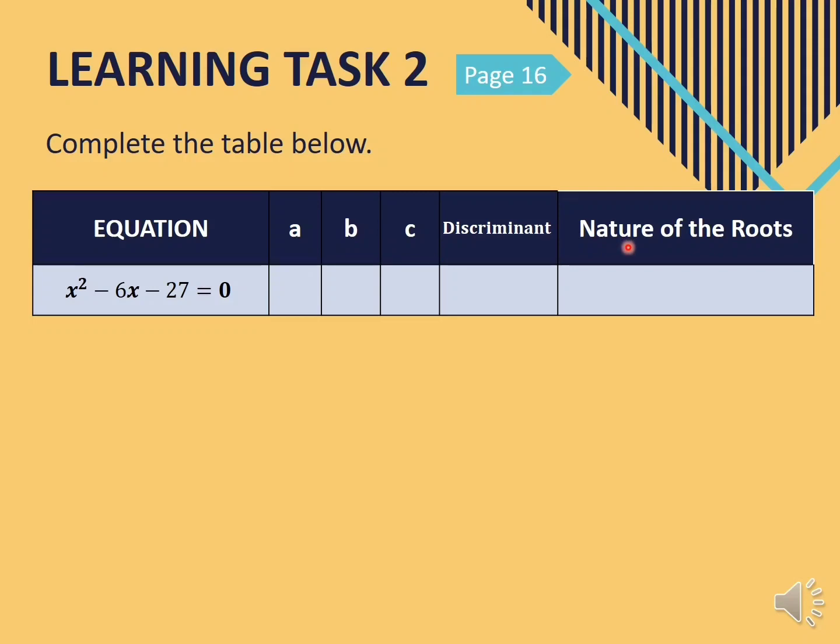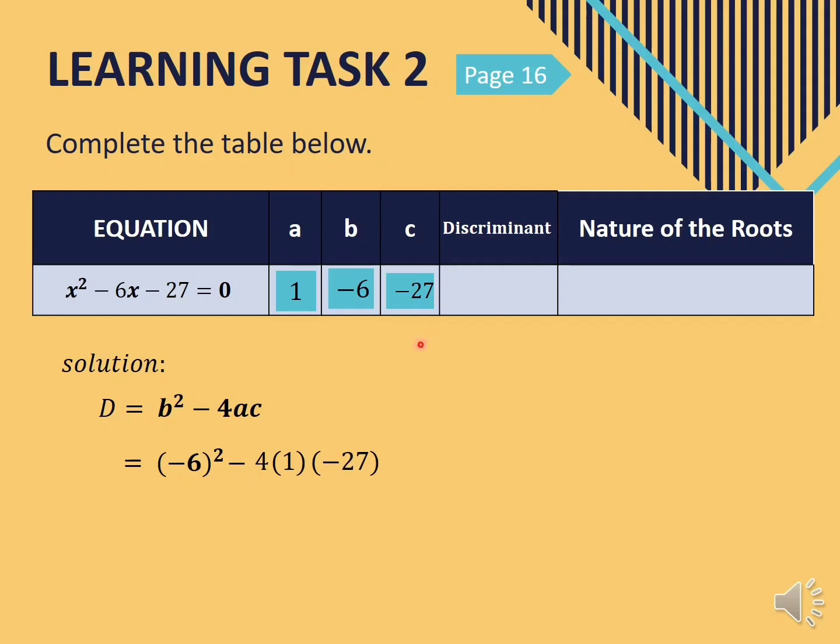So, I'm going to show you how we are going to do this. Just like what we did, let us find a, b, c. The value of a is 1, the value of b is negative 6, and the value of c is negative 27. In order to get the discriminant, we have to apply the formula b squared minus 4ac. Now, substituting the values, again, that is negative 6 squared minus 4 times a. What is a? We have 1 times c, which is negative 27.